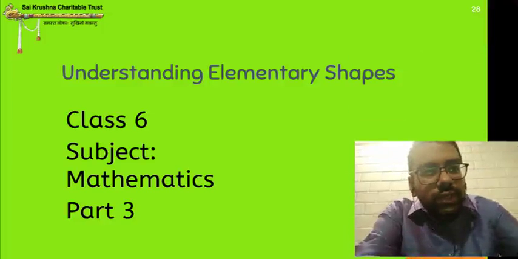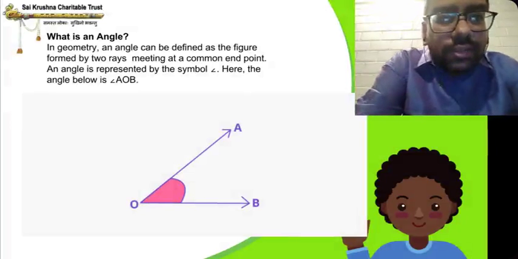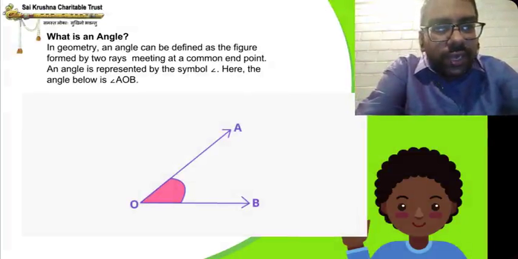Okay, children, understanding elementary shapes chapter part 3. Okay. What is an angle? In geometry, an angle can be defined as the figure formed by two rays meeting at a common endpoint.